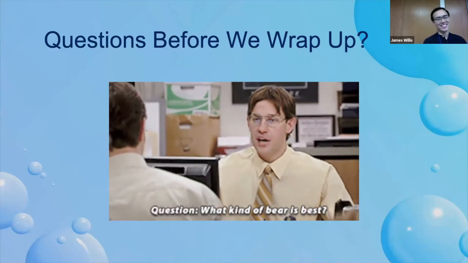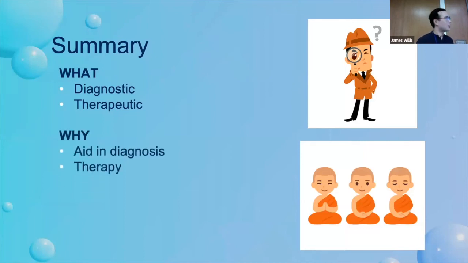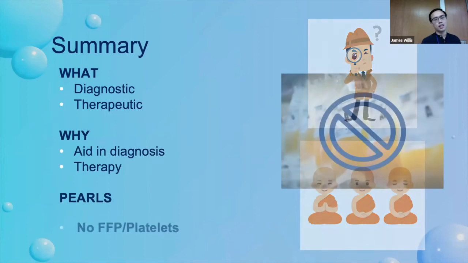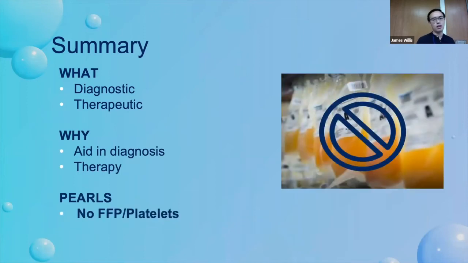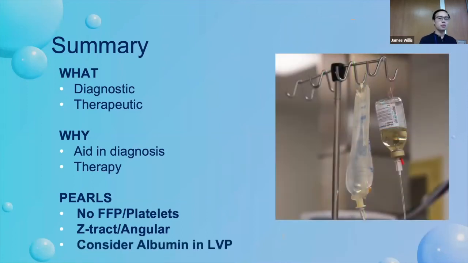Okay. So in summary, paracentesis, it's both a diagnostic and therapeutic procedure. We do it to analyze intra-abdominal fluid contents to aid in our diagnosis. It's also used to help patients feel better. And some pearls again, do not give FFP or platelets for elevated INR or thrombocytopenia. It's not contraindicated. Use the angular Z-track method to prevent fluid leakage after a procedure, and also consider albumin in large volume paracentesis.